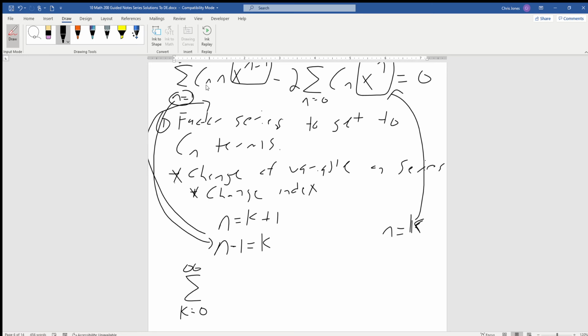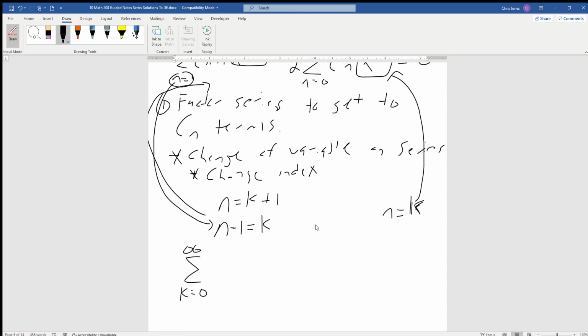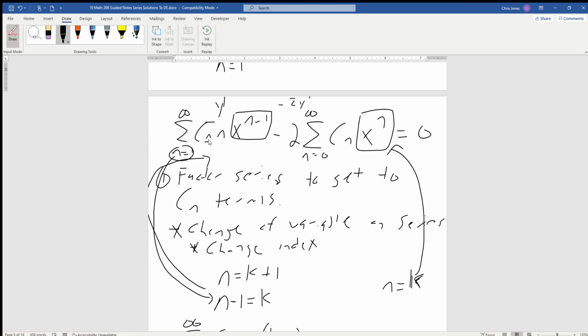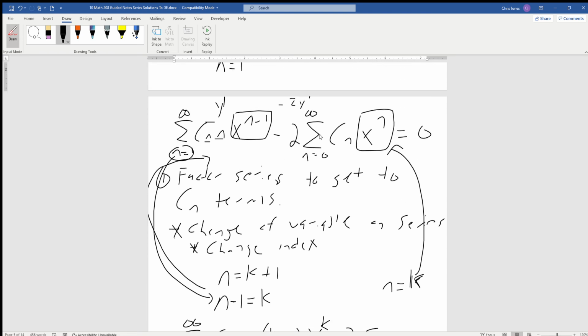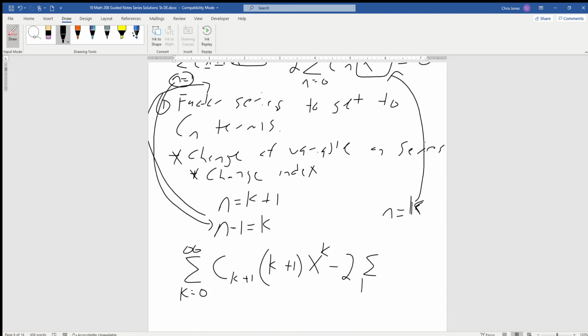Every time we see an n, we're going to replace that with a k plus 1. So that's going to be c sub k plus 1 times k plus 1. Notice that we're substituting for this n, and then x to the k plus 1 minus 1 is going to be x to the k. Minus 2 series, and in this series we're just replacing n with k. So we get k equals 0 to infinity, c sub k x to the k, and that's going to be equal to 0. Make sure that you're okay going through and doing this substitution.